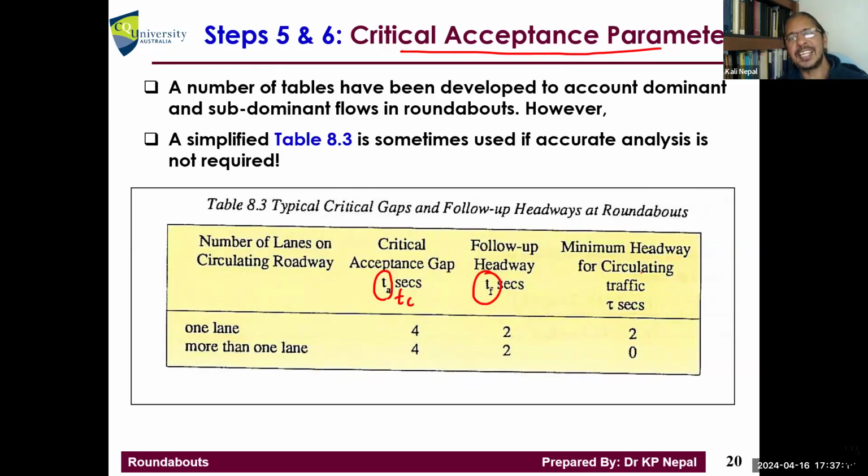And then minimum headway in the circulating traffic: if there is only one lane, it should be separated by 2 seconds. If more than one circulating lane, we use the tau value 0. These are the Australian standards, right? We use that for the analysis. In Sidra as well, Sidra automatically takes the values, but there is an option where you can modify these values.